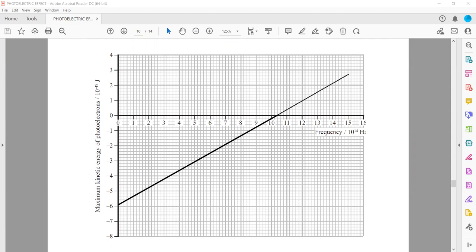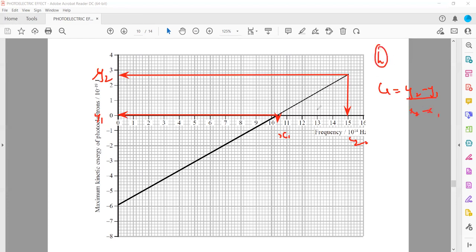So I can work out the gradient of this line using y2 minus y1 over x2 minus x1. The first point on the x-axis is x1, the first point on the y-axis is y1, and the second point on the y-axis is y2. We substitute the values, y2, y1, x1 and x2, and calculate the gradient, which is y2 minus y1 over x2 minus x1. That is equal to Planck's constant.